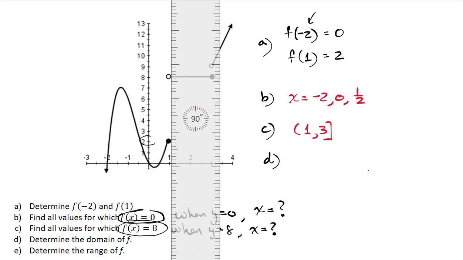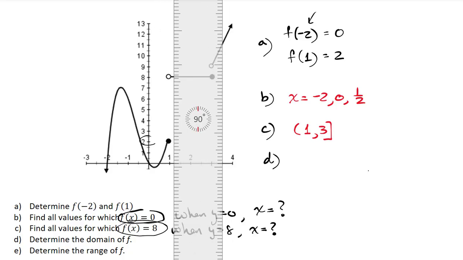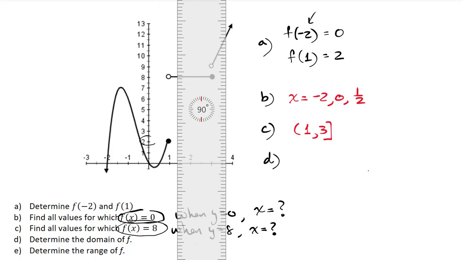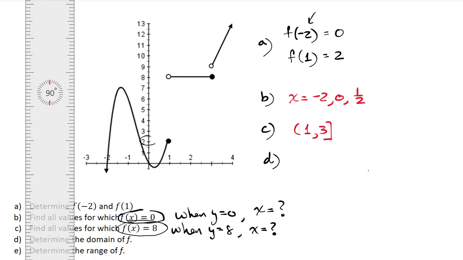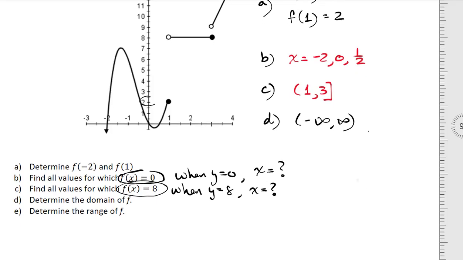And then from 3 on, we have that ray, which means that the graph is also defined from 3 on. So the domain of this function is the set of all real numbers. In other words, the function is defined everywhere. And so in interval notation, that would be from -infinity to +infinity.